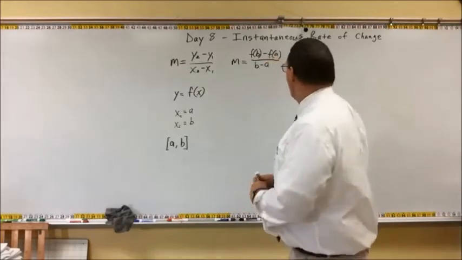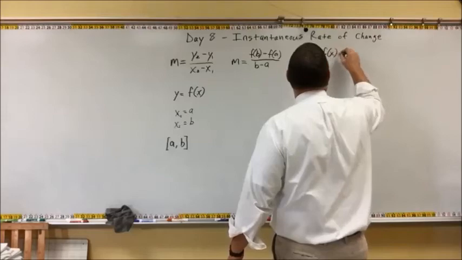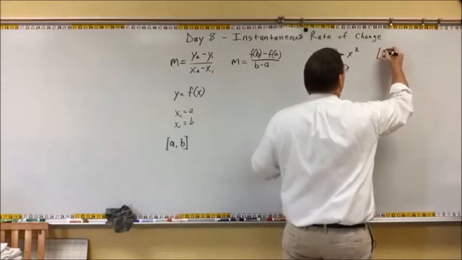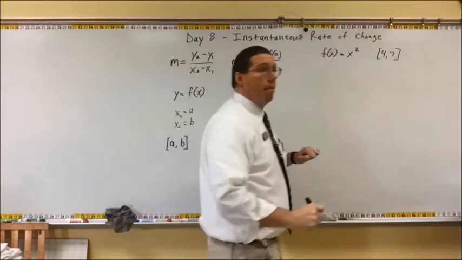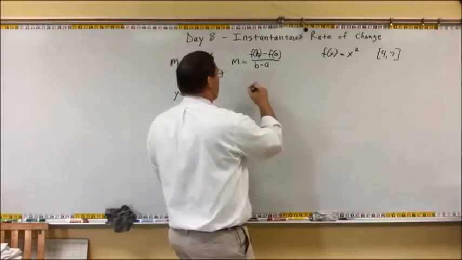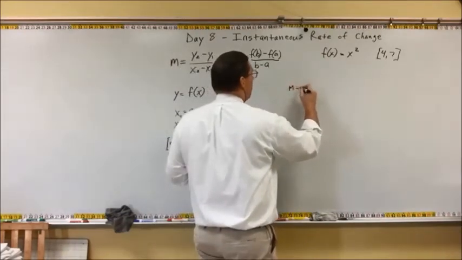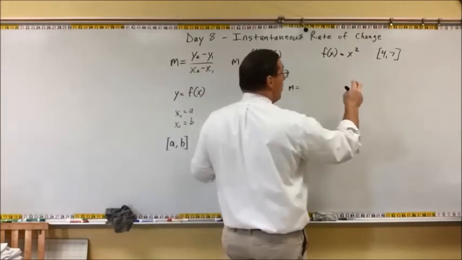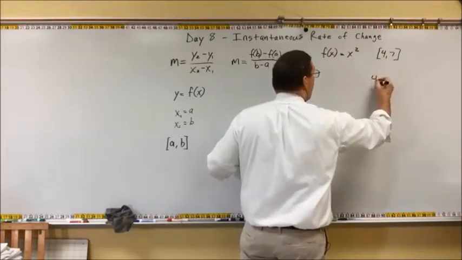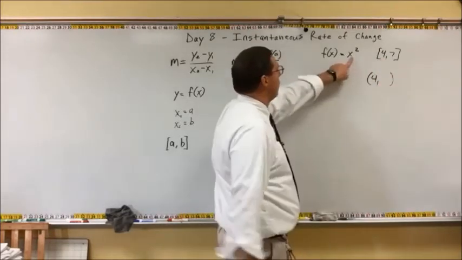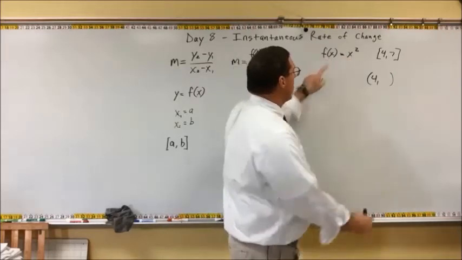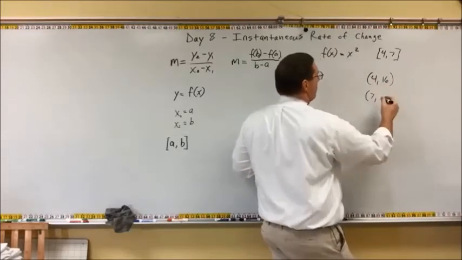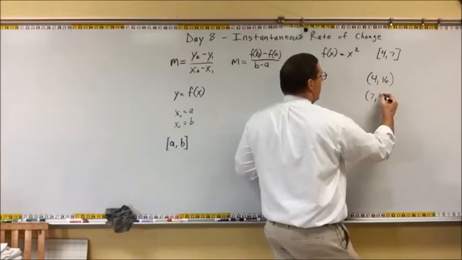Okay? All right. So if we had the function f of x is equal to x squared, and we wanted to know the average rate of change between 4 and 7, then the average rate of change would be the slope of a line that connects 2 points. What 2 points? Well, what is the output that goes with 4 from f of x? What is f of 4? 16, right? Because 4 squared is 16. And then if we plug 7 in, what's the output? 7 squared is 49, right?